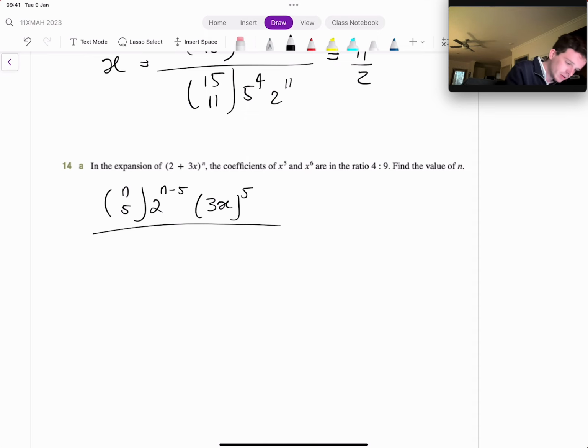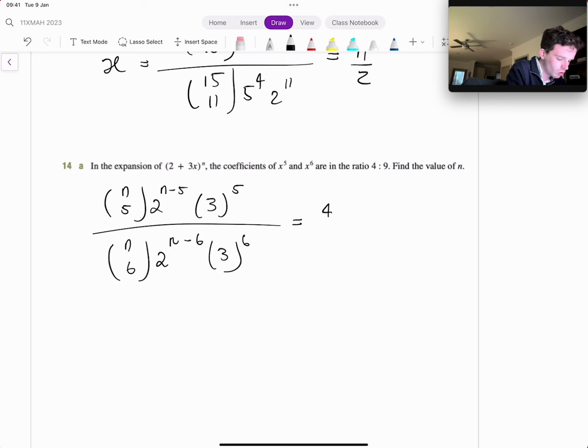And then we don't actually need the x, because we're just looking at the coefficient. So times 3^5. On the bottom, the coefficient of x^6 is n choose 6 times 2^(n-6) times 3^6. And that's equal to 4 over 9.